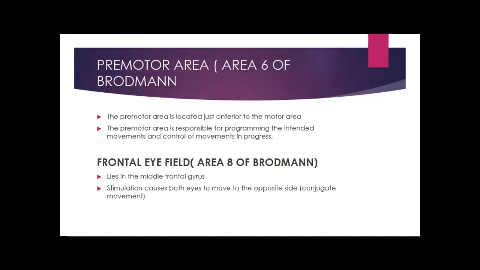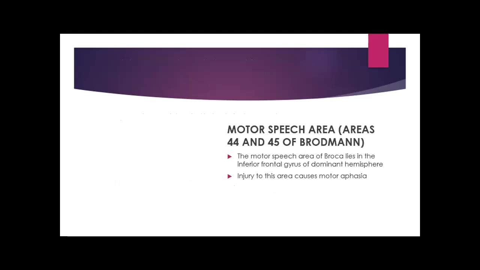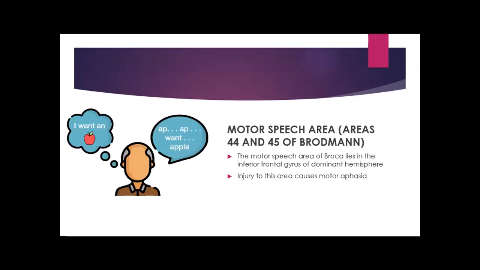Then we have the premotor area, which is area 6 of Brodmann and is located just anterior to the motor area and is responsible for programming the intended movements and control of movements in progress. The frontal eye field is area 8 of Brodmann and is located in the middle frontal gyrus, and stimulation causes both eyes to move to the opposite side, that is conjugate movement. The motor speech area, area 44 and 45 of Brodmann, lies in the inferior frontal gyrus of dominant hemisphere, and injury to this area will cause motor aphasia.